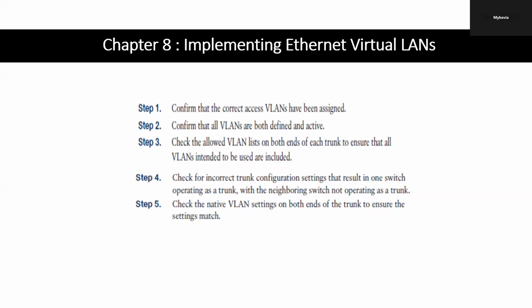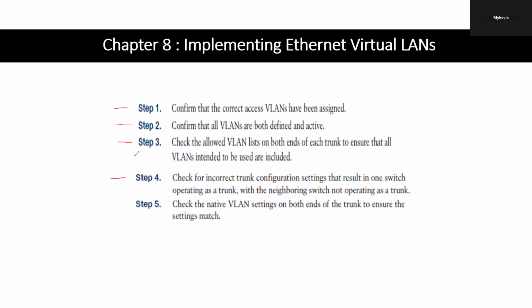Okay, let's go over it. Step one, confirm that the correct access VLANs have been assigned. Step two, confirm that all VLANs are both defined and active. This is very important. Step three, check the allowed VLANs list on both ends of a trunk to ensure that all VLANs intended to be used are included.